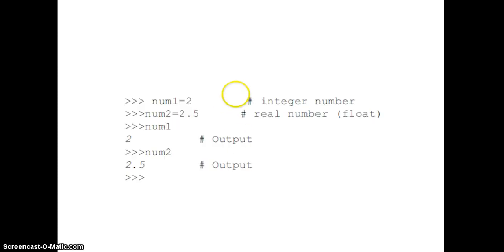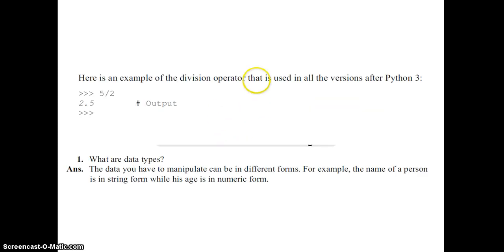Say for example, num1 equal to 2, num2 equal to 2.5. Here num1 is an integer and num2 is a real number. An example of the division operator: 5 by 2 is displayed as 2.5, which is a real number.